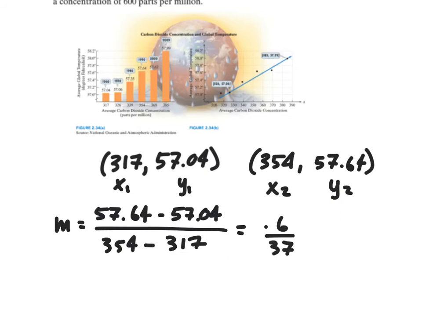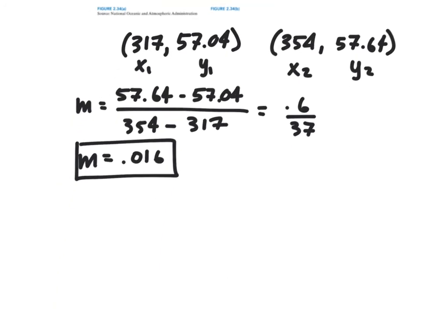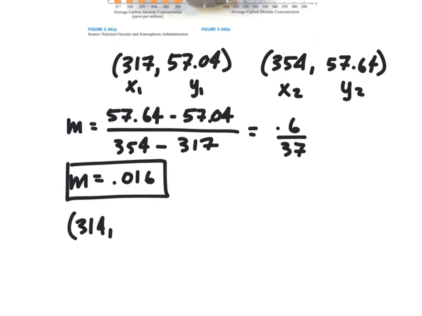So if I take 0.6 and divide it by 37, and they wanted 3 decimal places, so I'm going to round this to slope is equal to 0.016. Okay, and then, all right, let's find our y-intercept. Let's just use one of the points. I'm going to use 314, 57.04.